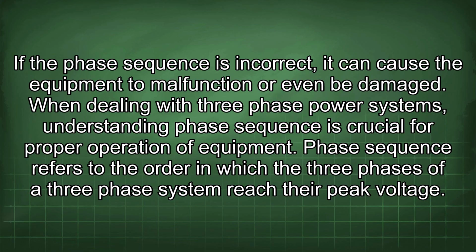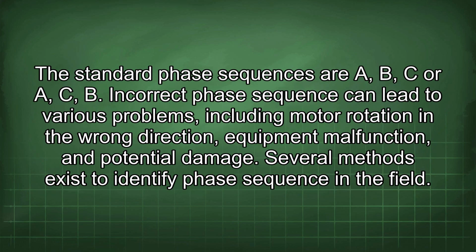When dealing with three-phase power systems, understanding phase sequence is crucial for proper operation of equipment. Phase sequence refers to the order in which the three phases of a three-phase system reach their peak voltage. The standard phase sequences are A, B, C, or A, C, B. Incorrect phase sequence can lead to various problems, including motor rotation in the wrong direction, equipment malfunction, and potential damage.